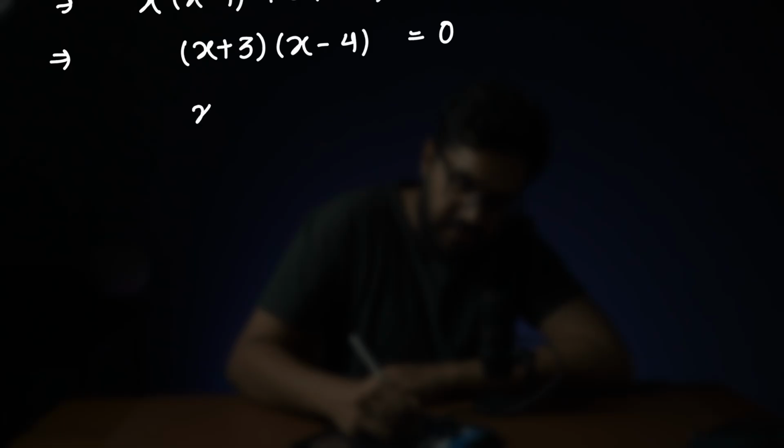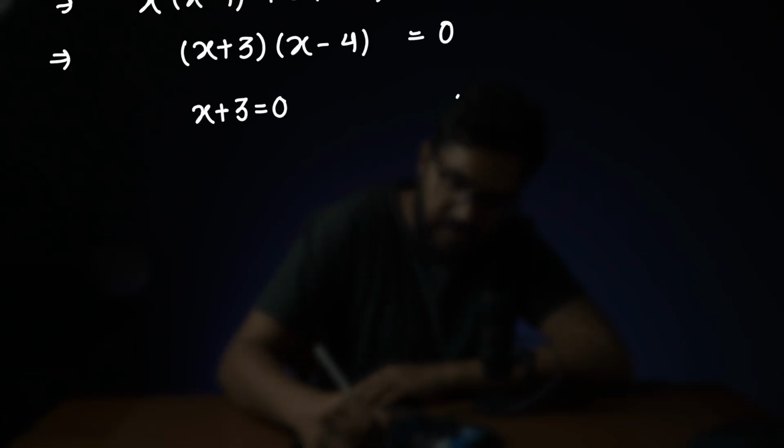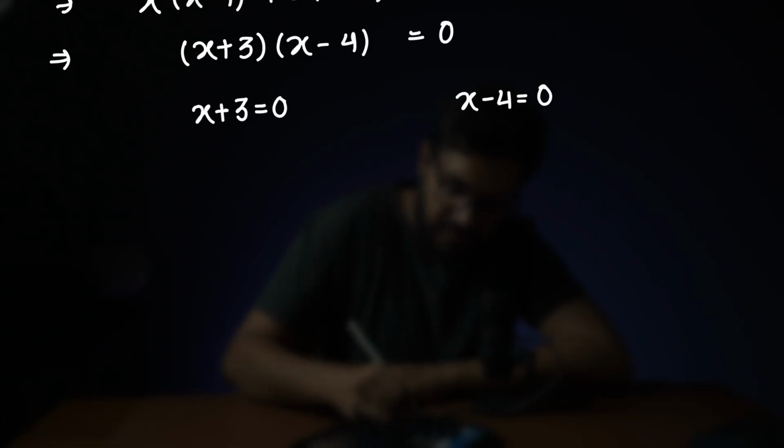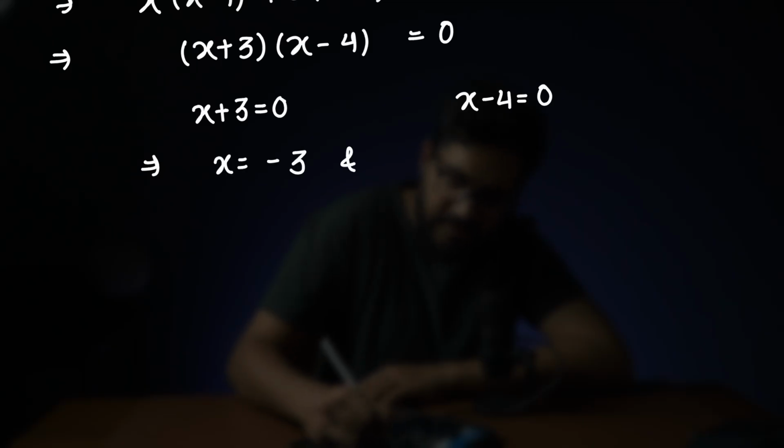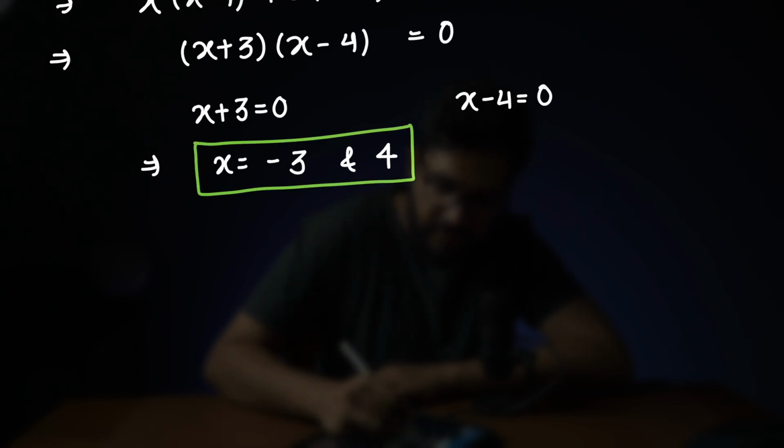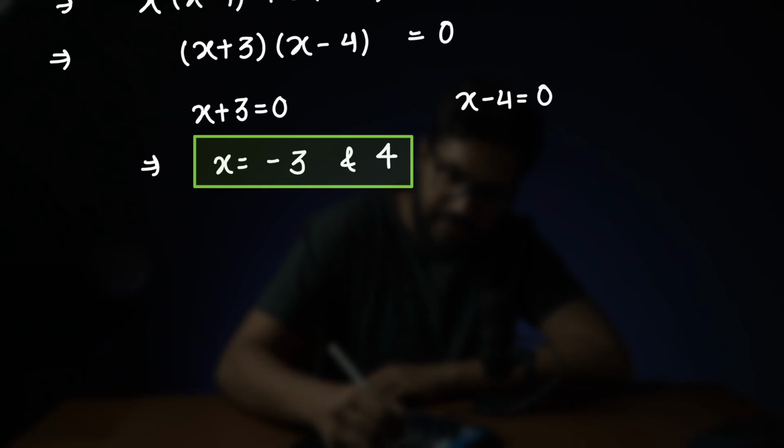So either the first bracket is 0, so x plus 3 is 0, or x minus 4 is 0. So from the first equation I get the value of x is minus 3, and from the second equation the value of x is 4. This is not the final solution. We need to find the y coordinates as well.